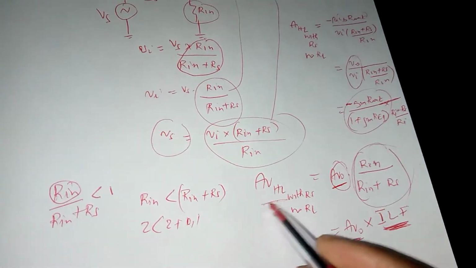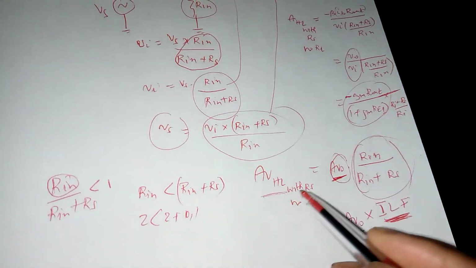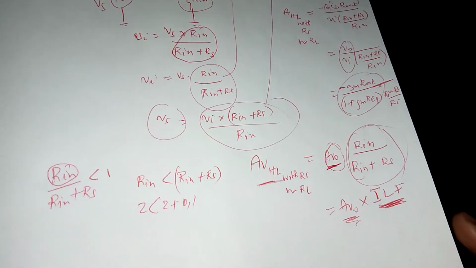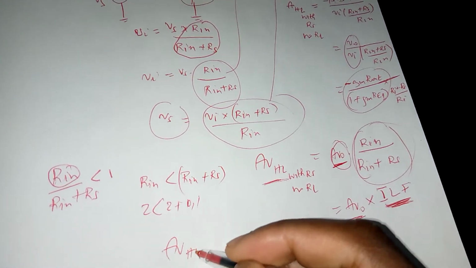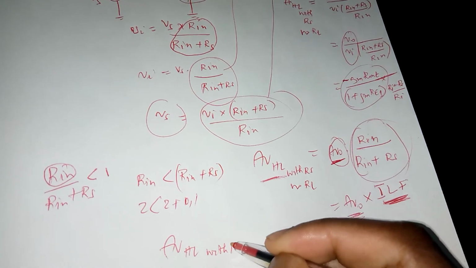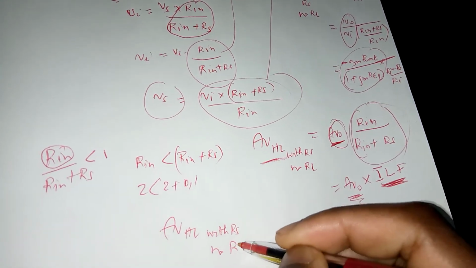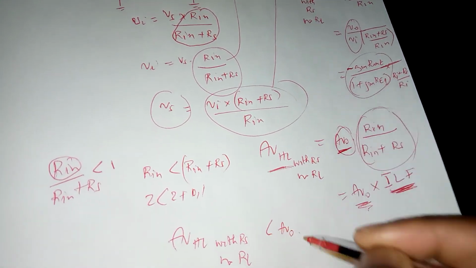That's why we say the open loop gain is the highest of all. The half-loaded gain is lower, therefore. So the half-loaded gain with RS, no RL, is definitely lower than the open loop gain. We established that.